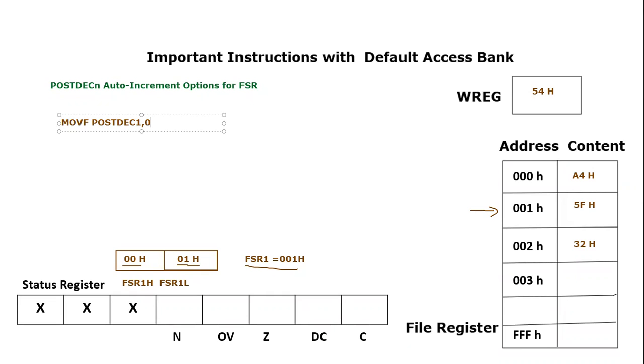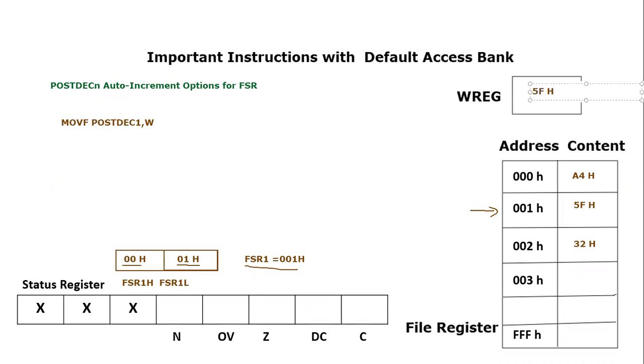That is why I'm using 0, or I can also use W for the working register. So this value 5F will move inside the working register. After the execution of this instruction, what will happen? The value of the working register will get modified and we will have 5F here.